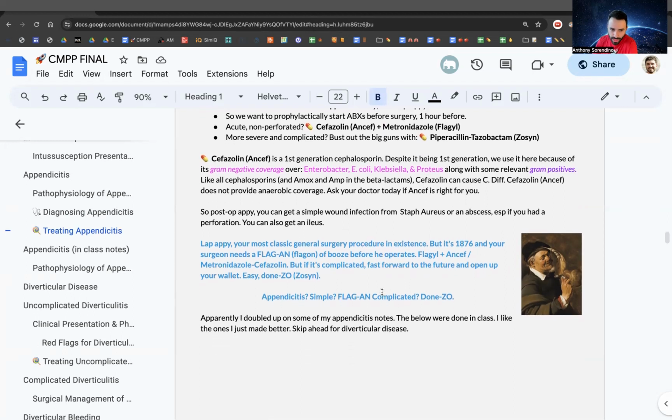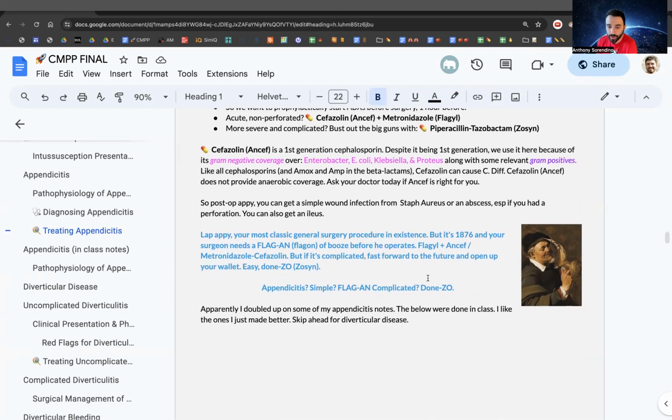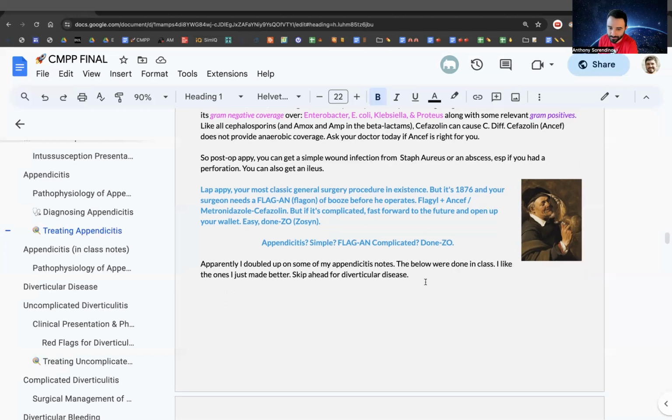All right. So you're doing a lap-appy, your most classic, it's really like your most classic general surgery procedure in existence, but it's 1876 and your surgeon needs a flagon, which is like an old school container for booze. This guy has one here. He needs a flagon before he operates. So Flag and Cef. So it's Flagyl and Cef. It's also called Met-Cef because if you use the other names for those meds, metronidazole, which is Flagyl, and cefazolin, which is Ancef, okay? But if it's complicated, he needs to fast forward to the future and use the fancy meds, and it's Dunzo. So Zo is Zosyn. So that's your piperacillin-tazobactam. Okay.